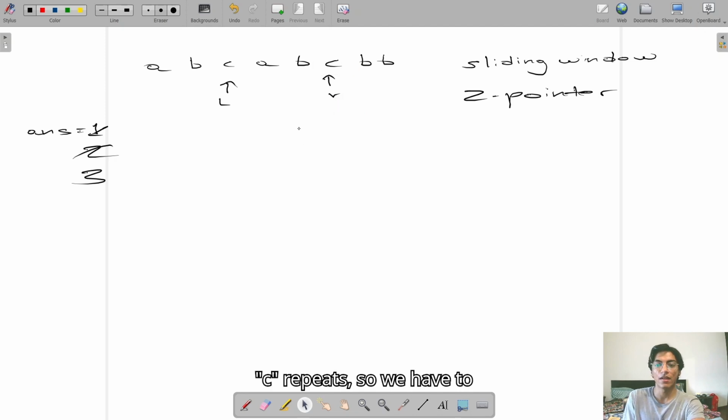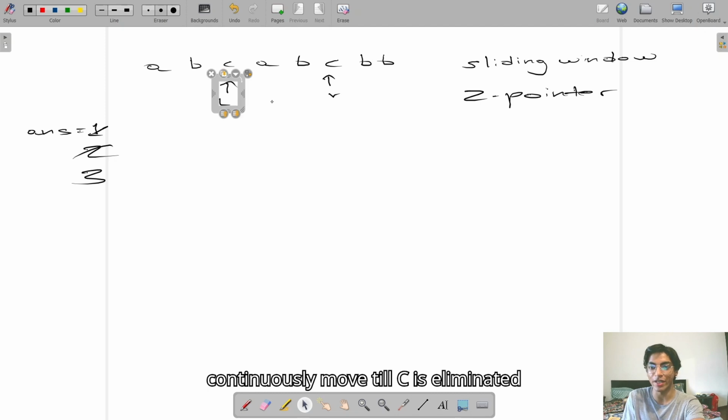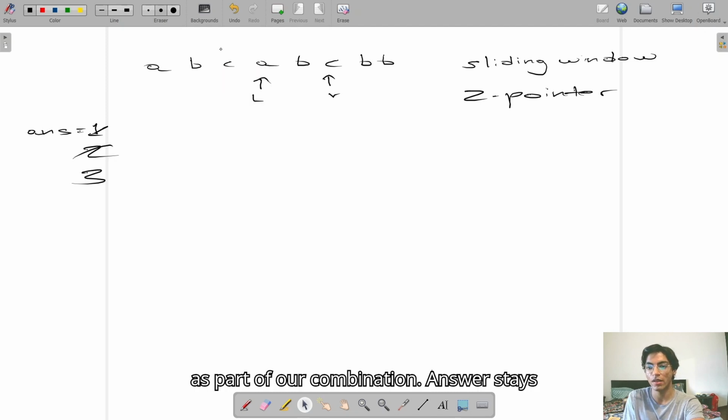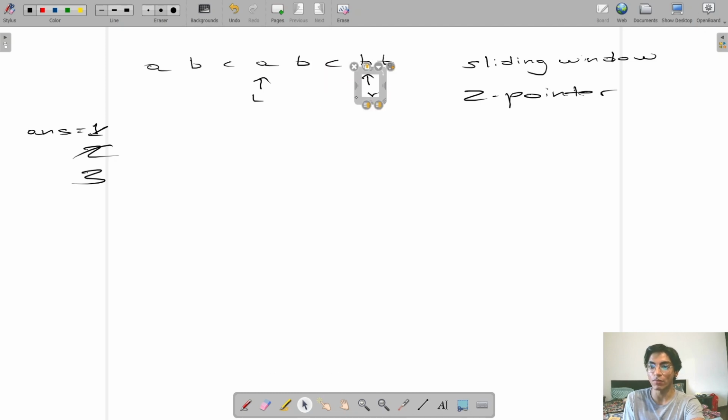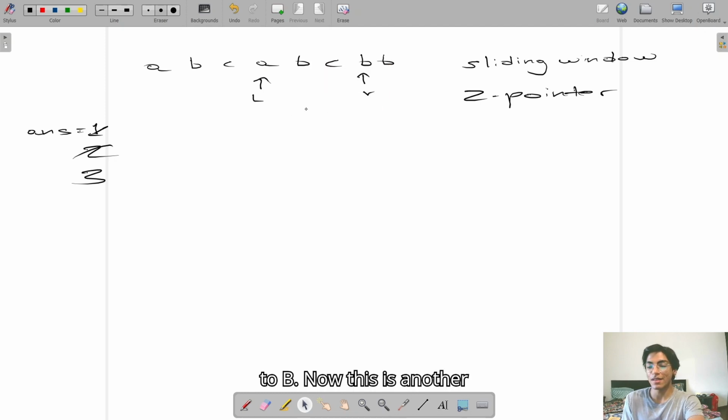C repeats. So we have to continuously move till C is eliminated as part of our combination. Answer stays 3. We move forward once again to B. Now, this is another interesting point in our iterative process. We see that in this substring, B does repeat.